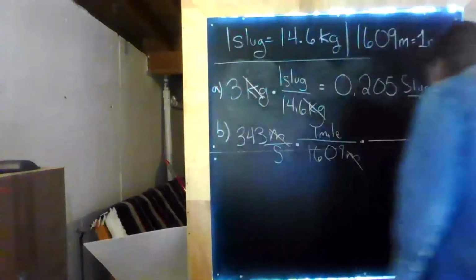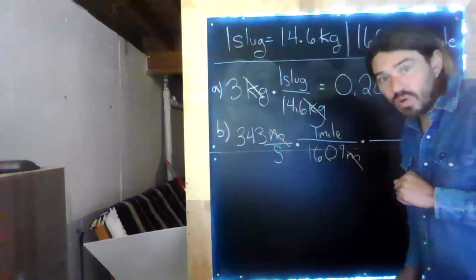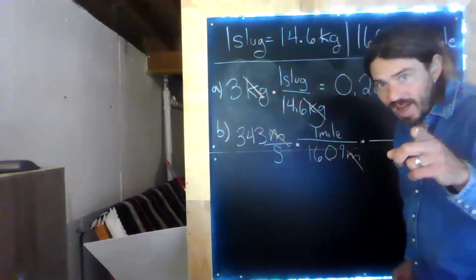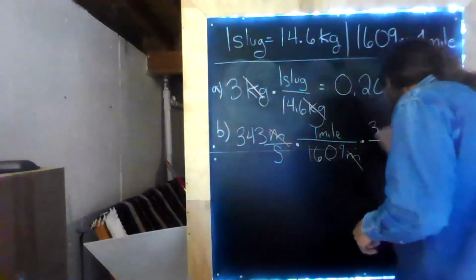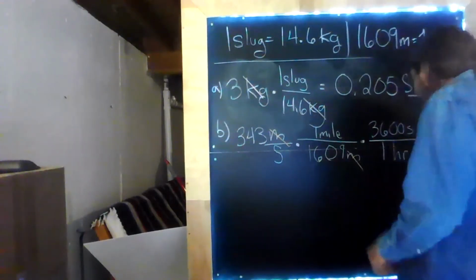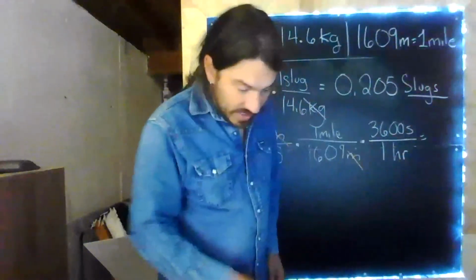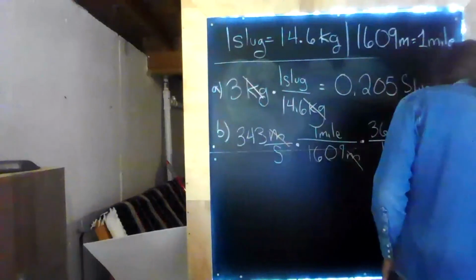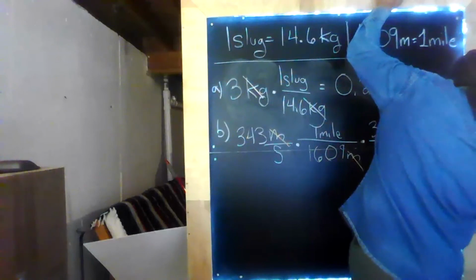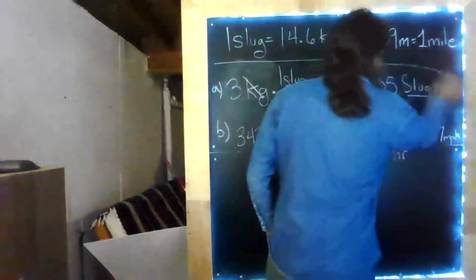And there are 3,600 seconds in an hour. Do my seconds go on top or on the bottom? If you said top, you are 100% correct. 3,600 seconds is the same as 1 hour. Now we run our calculator, and we get 767 miles per hour. So here's my answer.